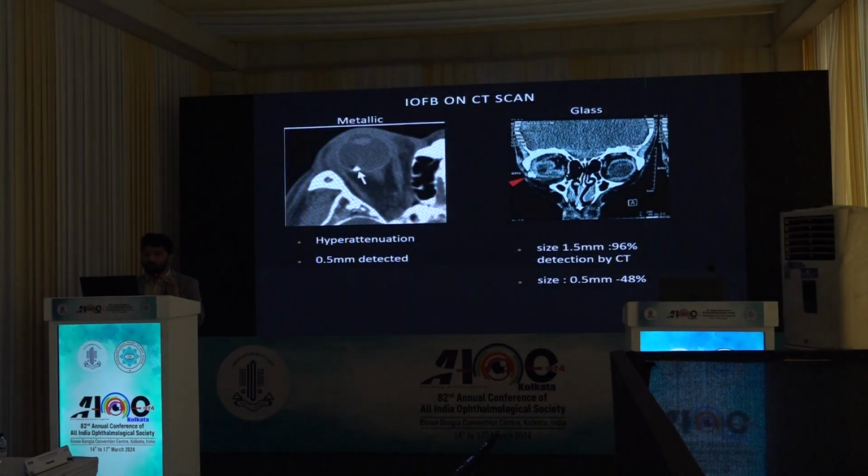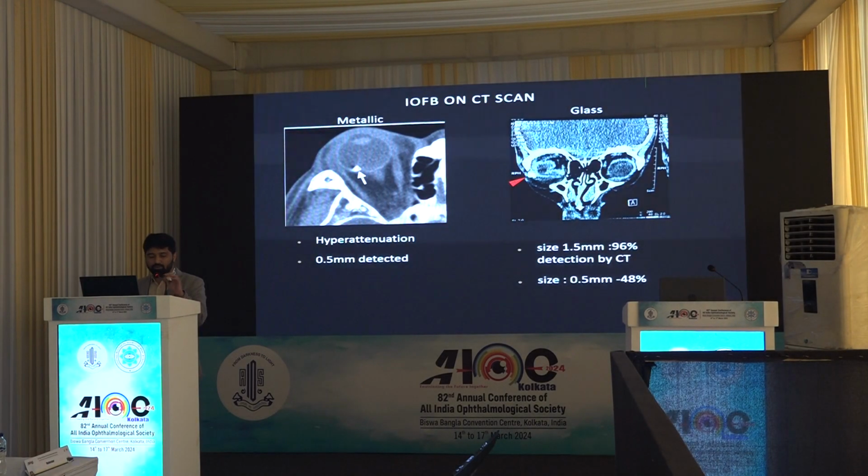When you do a CT scan, you need to be aware of the kind of suspected foreign body. If it's a metallic one up to 0.5 mm, it can be easily detected. Whereas in case of glass, the detection rate is 96% if the size is more than 1.5 millimeter. If it is less than that, it's only 48%. That is, still there is a 50% chance that you might miss a glass foreign body on CT scan also.